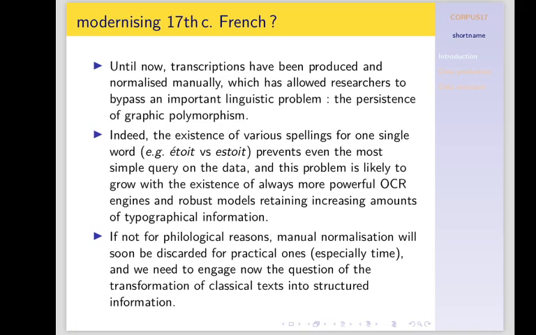But it is now becoming a problem, because if it was easy to modernize a text, now that we have OCR engines that are pretty powerful, we can produce a lot of data that we cannot manually normalize. This creates two problems: for philological reasons, manual normalization will soon be discarded because we don't have the time, and then we need to find a solution for how we can do that. But we can also structure information in a way that we can keep former data that is not normalized, with the one that is normalized, and possibly with other additional information.